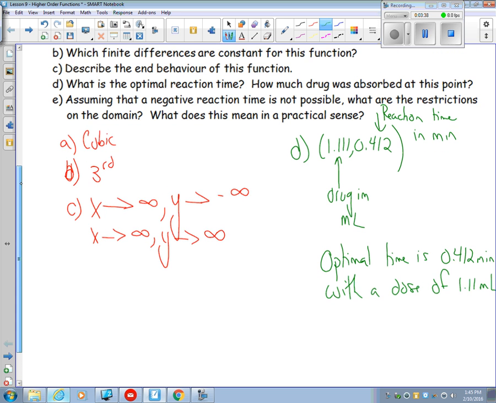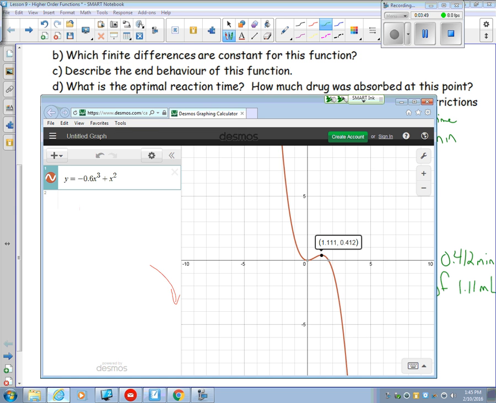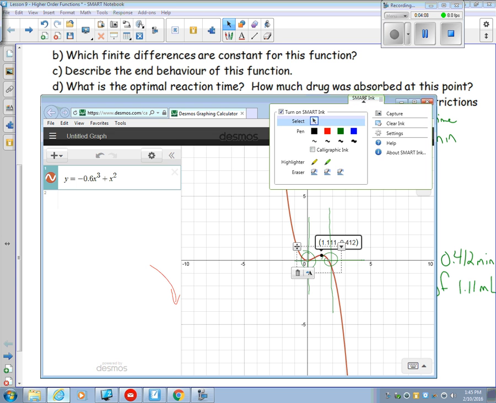Assuming that a negative reaction time is not possible, that wouldn't make sense, right? What are the restrictions on the domain? The restriction on the domain is what part of the graph actually means something to us. Well, I can't have 0 drug in my system, and I can't have negative reaction time, so I can't go below there. So the only part of the graph that really matters to me is from this dot to this dot, from here to here. That's my restriction of my domain. If I can figure out what those dots are, I can figure out what my domain should be.